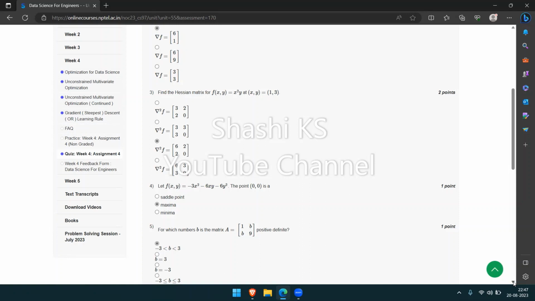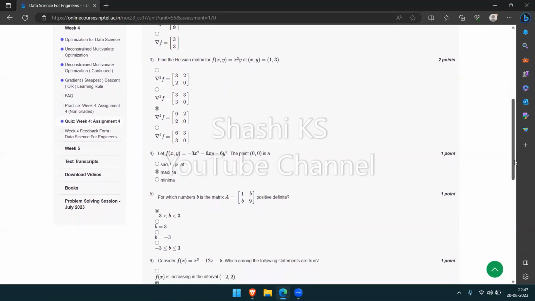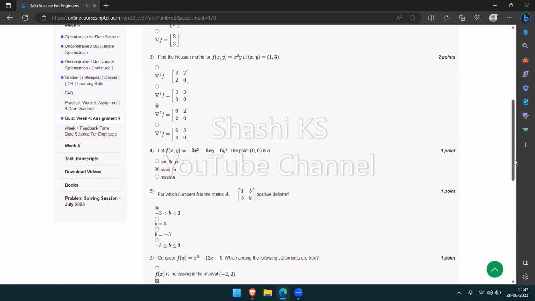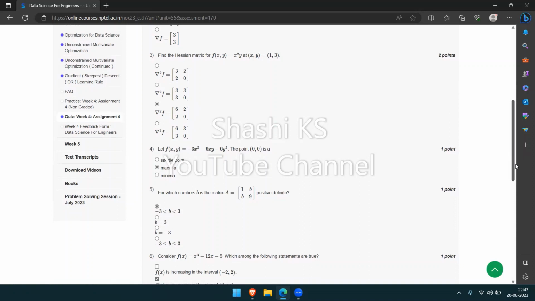So out of the options, the constraint which satisfies b square less than 9 is that b should be greater than minus 3 and less than 3. So the first option, minus 3 less than b less than 3, is the correct answer. Next question.